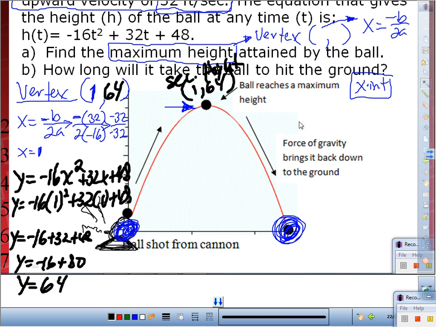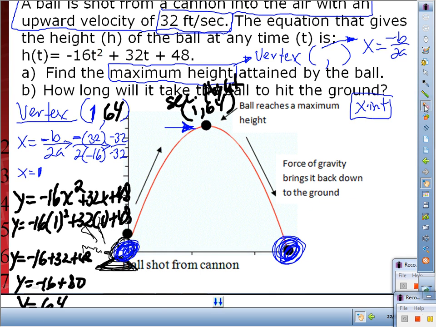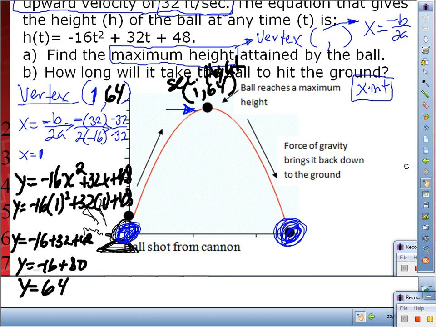Yes? It says it takes 32 feet per second. 32 feet should take 1 second. So if you would multiply that by 2, then it would be 64, and it should be 2. So there's probably some computation mistake, but for right now, let's keep the 1 second and 64. All right. So now we answered the question in regards to the height.